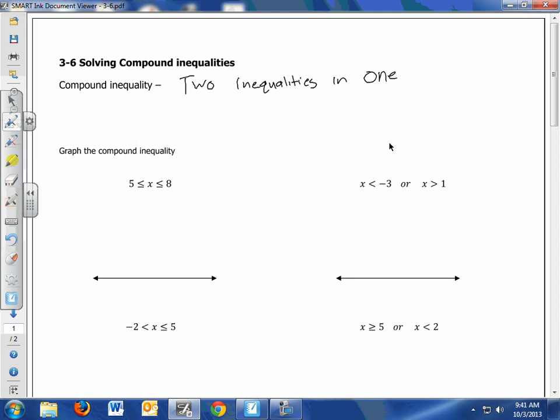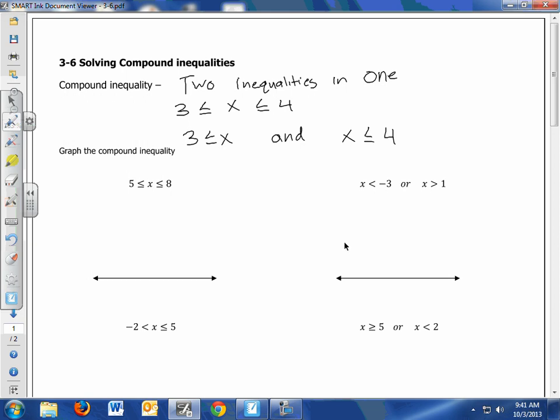Okay? An example. 3 is less than or equal to x, which is less than or equal to 4. Two inequalities in one. We can split this to show the two inequalities. This would be 3 is less than or equal to x, and x is less than or equal to 4.